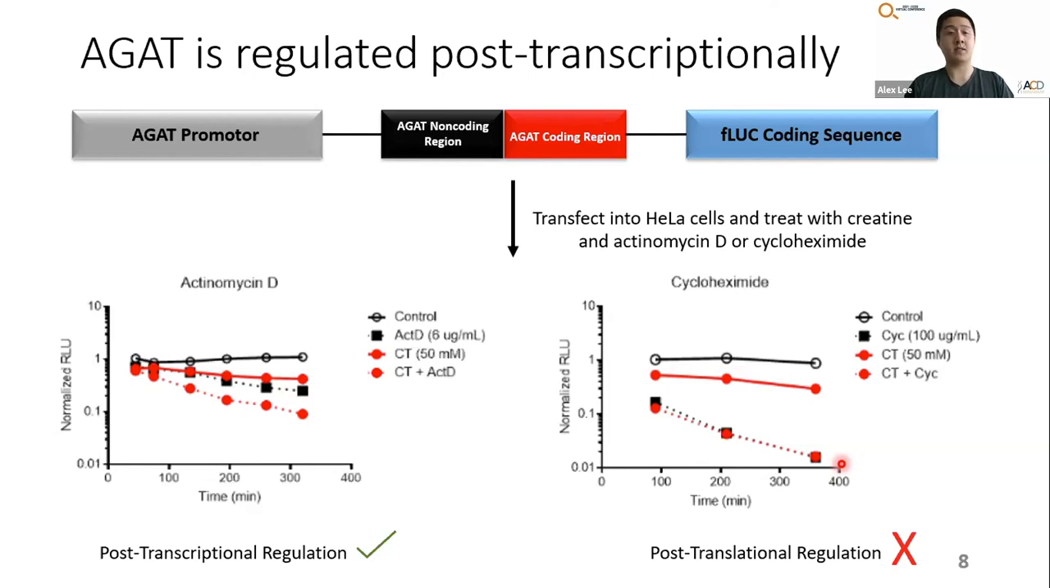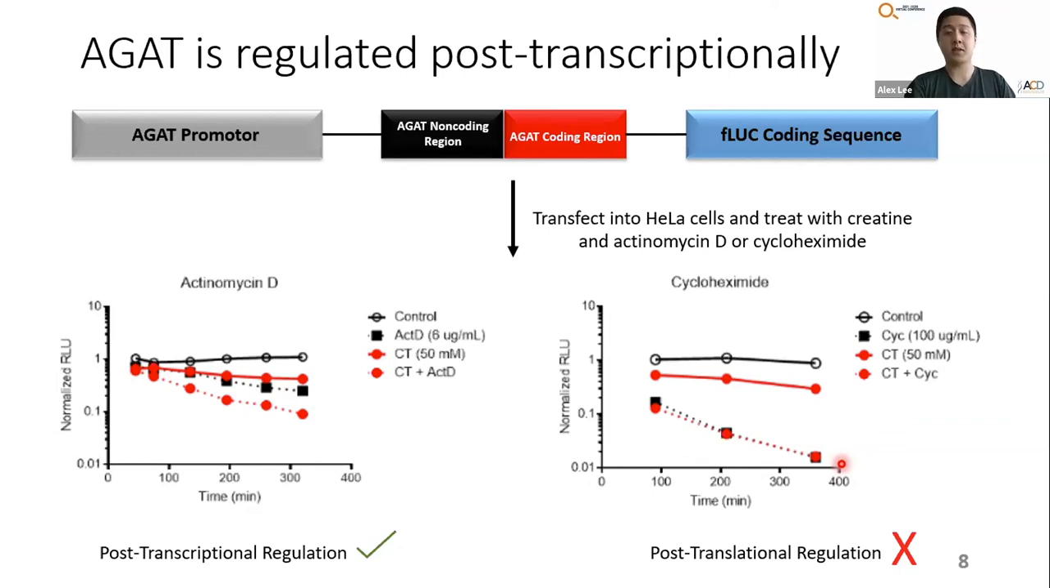And so therefore, this suggests that creatine does not have a post-translational effect on AGAT. Up until this point, all data I presented to you so far has been done using constructs that we transfect into cells, and then we use luciferase luminescence to determine how AGAT expression is affected in the presence of creatine. Moving forward, we want to look at endogenous levels of AGAT mRNA and observe how creatine affects those mRNA transcripts directly, rather than using luciferase luminescence as a readout instead.